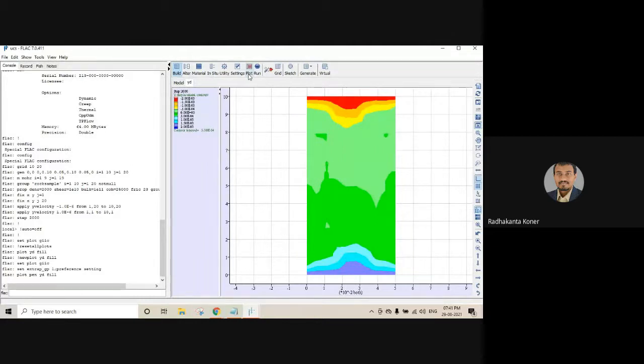One is putting some monitoring points. Suppose in a uniaxial compressive strength test, also in a physical lab, what we do is put some sensors on the wall of the sample to measure the deflection during the loading. Okay, and a number of sensors are put. So we can put a number of monitoring points.